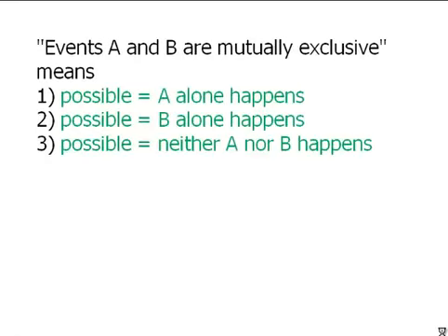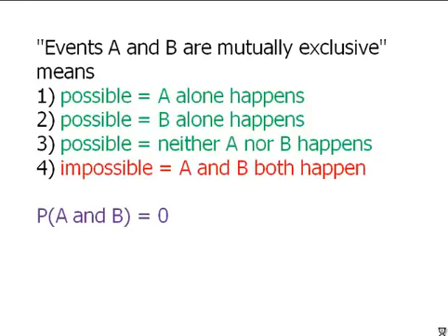So let's think about this. If we say events A and B are mutually exclusive, what that means is it's possible that A could happen alone. It's possible that B could happen alone. It's possible that neither one of them could happen. That's also fine. The only thing that is impossible is that they both happen together. Saying that they're mutually exclusive is saying that it is impossible for both of them to happen together. And we could write this symbolically as the probability of A and B is 0.